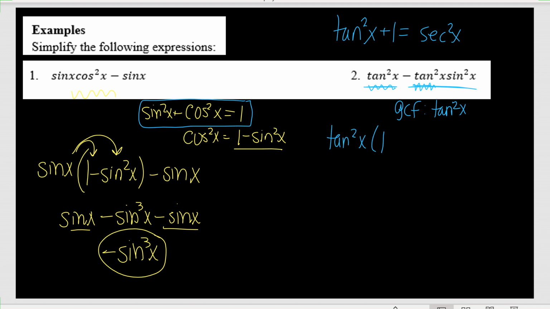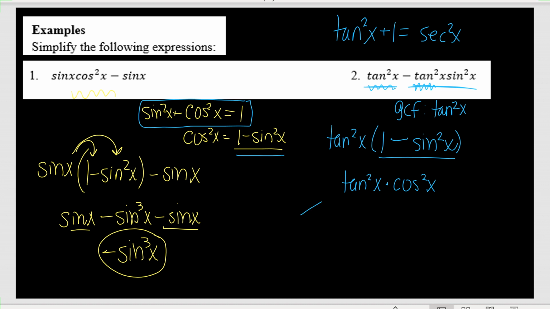So tangent squared of x is the GCF. Dividing through the first term will give me 1. Dividing through the second term gives me sine squared of x. All right, that looks a little bit better. Oh, hey, we just did that. In the first example, we said 1 minus sine squared equals cosine squared. So I can replace that quantity, 1 minus sine squared, with cosine squared. So now I have tangent squared of x multiplied by cosine squared of x.